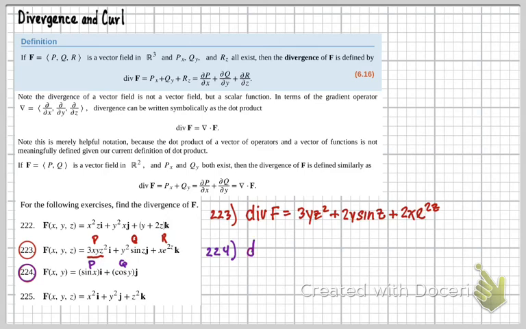So it really doesn't change what I do here. This is just going to be the derivative of sine of x with respect to x, which is cos of x, plus the derivative of cos of y, which is negative sine of y. So that's my div F for 224. It's just that simple. I just take partial derivatives and add them, because it honestly is just a dot product. And again, like I said before, we're going to use this for outward flux. So there's our answers.